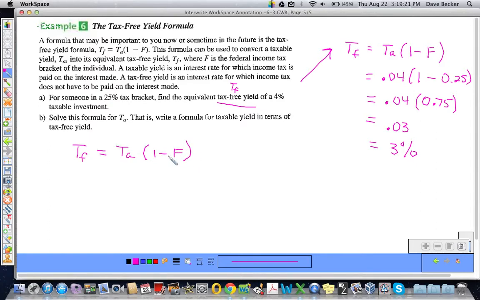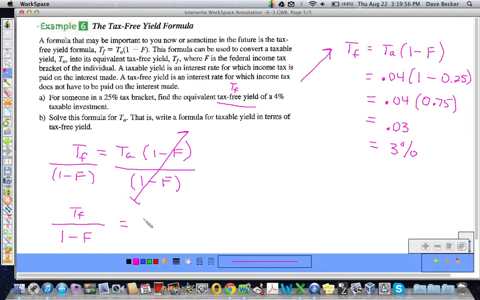And this is beautiful because I have something multiplied by something else. And when that happens, I can divide to undo the multiplication. Even though I have subtraction here, because I'm multiplying by the whole thing, this is a legal maneuver. So same thing over the same thing cancels out because same thing divided by the same thing is equal to 1. And I am left with T sub f over 1 minus f is equal to T sub a. Boys and girls, ladies and gentlemen, we have solved for T sub a as required.